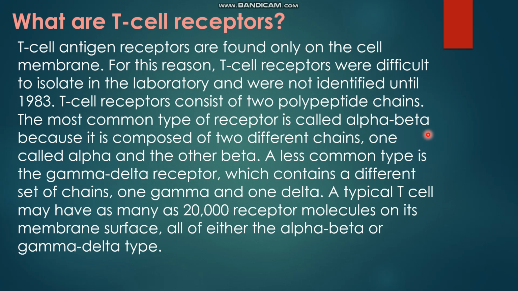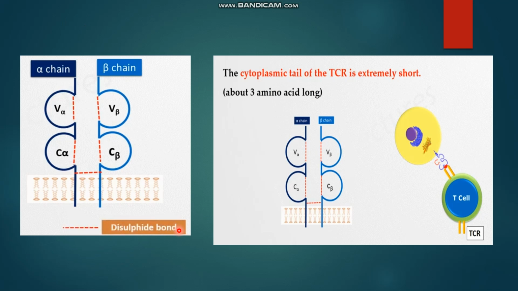The most common type is alpha beta, and another, less common type is gamma delta. A typical T cell may have as many as 20,000 receptor molecules on its membrane surface, either alpha beta or gamma delta. An individual T cell generally has 10,000 to 30,000 identical copies of a single TCR. There are mainly two types of TCR: one is alpha beta and the other is gamma delta.